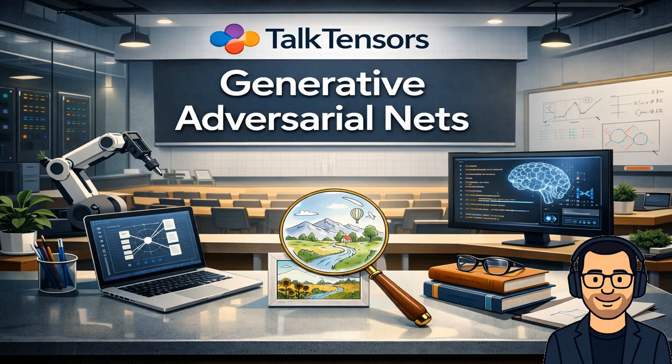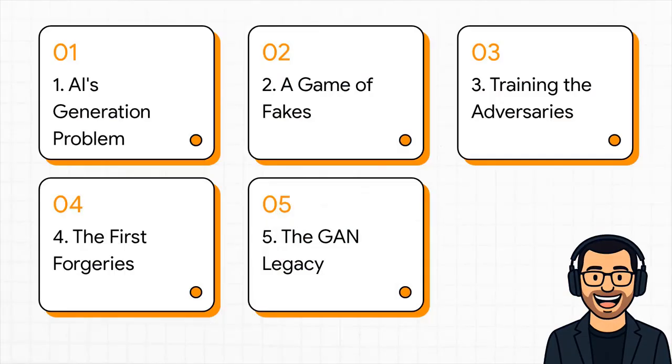living in right now. So here's what we're going to cover. First, we'll set the scene and look at the big problem researchers were up against back in 2014. Then we'll unpack the paper's brilliant solution, this game of fakes. After that, we'll see how you actually train these dueling networks, check out the very first images they ever created, and then wrap up by exploring the incredible, lasting legacy of this one idea.